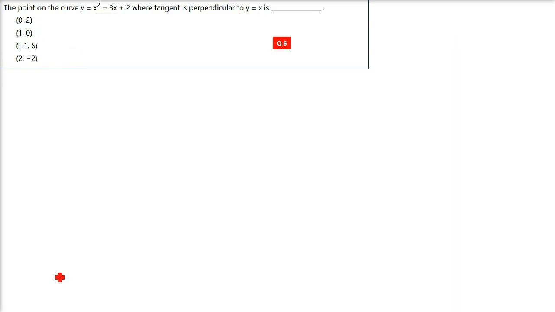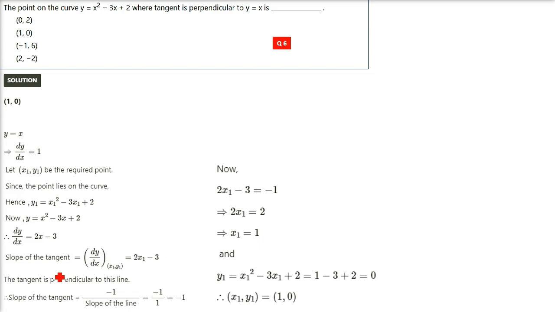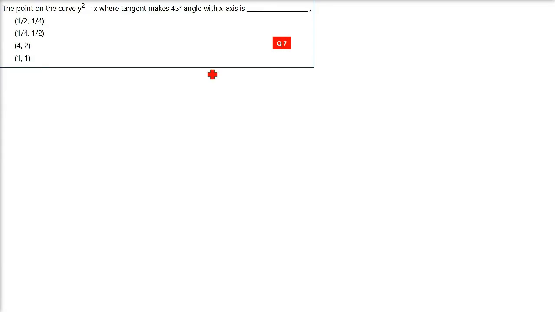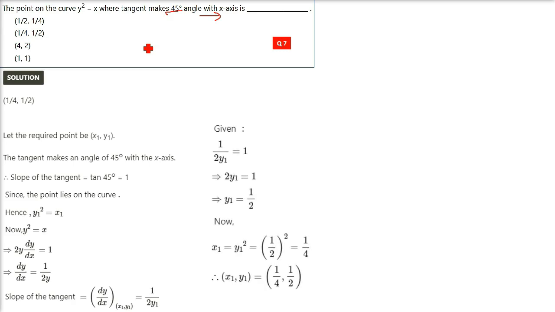Now let me show you the reference solution. You can just follow this in order to get the solution, which is actually (1, 0). Now this question we have just completed. R.D. Sharma and books of this sort sometimes just repeat the same question. So I'm skipping this because we have just done it. You can try it again to make yourself perfect on this.